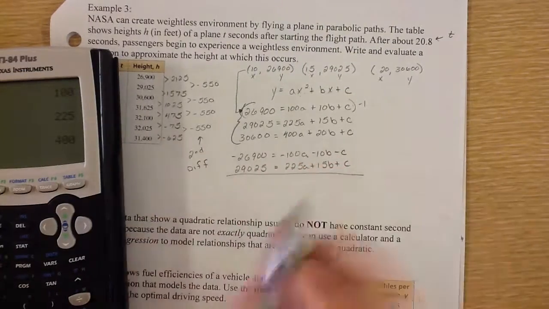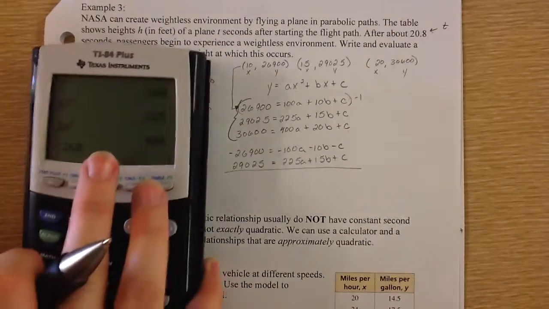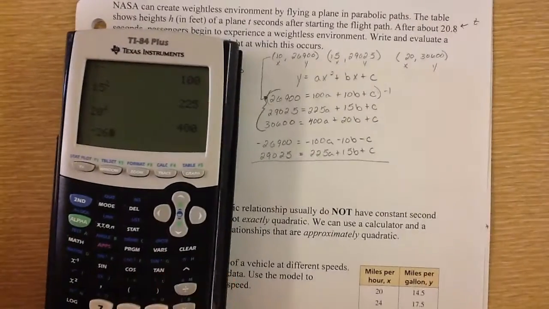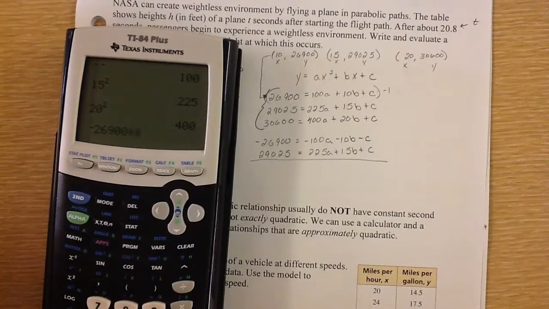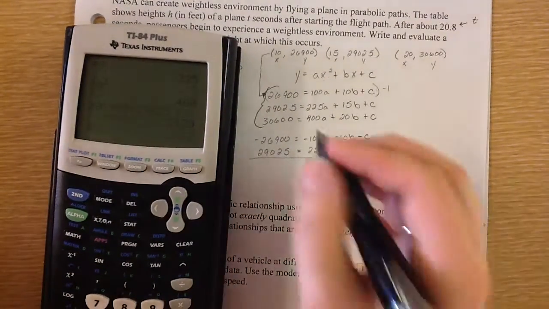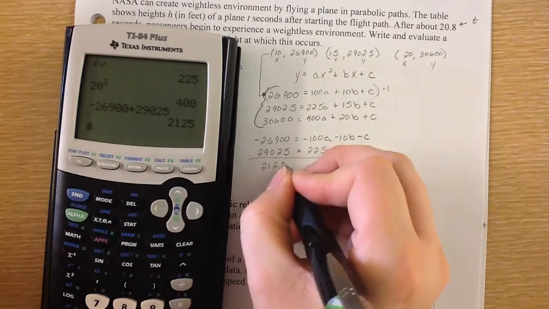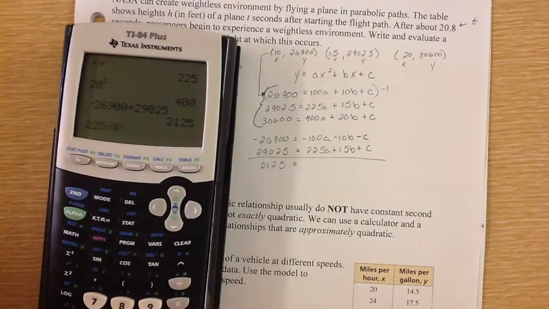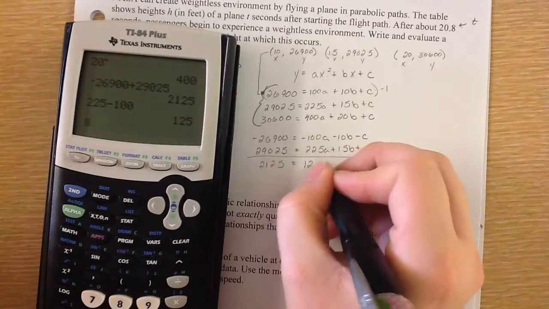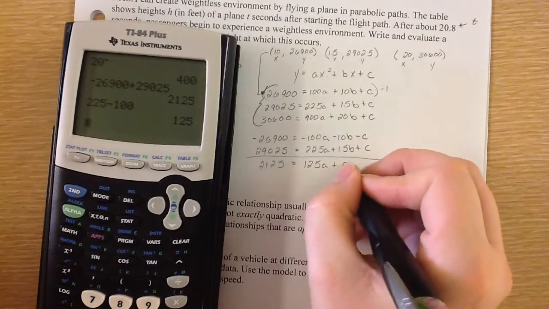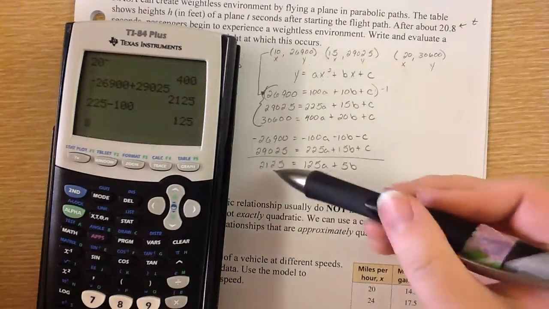Okay, so now when we add it, -26,900 plus 29,025, we get 2,125. 225 minus 100, oh, what am I doing that for? That's 125a plus 5b. Okay, so there's one equation.